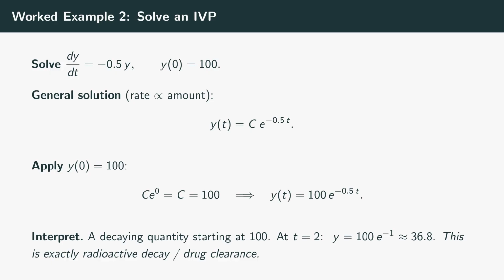Step 3, always worth doing, interpret the answer. We started at 100 and the quantity decays exponentially. At time t equals 2, y is 100 times e to the negative 1, which is about 36.8. So in 2 time units, the quantity has dropped to a bit over a third of its starting value. This exact equation governs radioactive decay and the clearance of a drug from the bloodstream. Same math, many worlds.